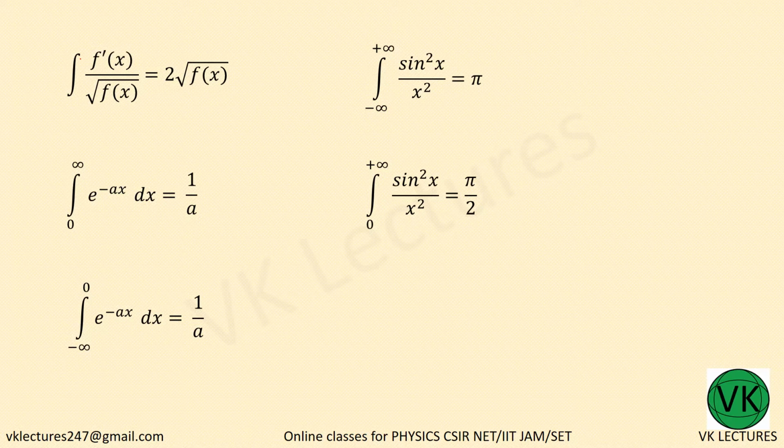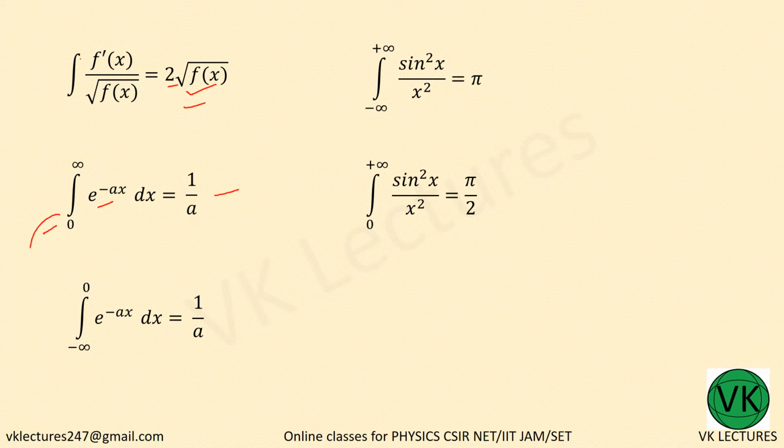Integral f dash of x divided by root f of x is nothing but 2 times root f of x. F dash of x by root f of x is 2 times root f of x. Integral from 0 to infinity e to the power minus ax dx is equal to 1 by a.